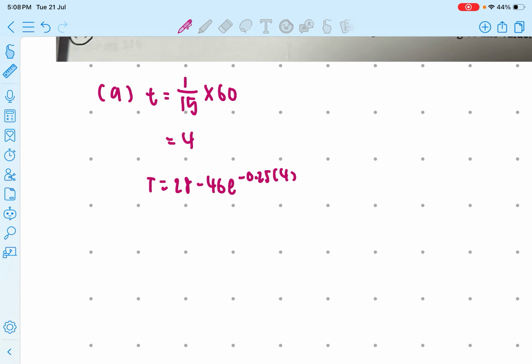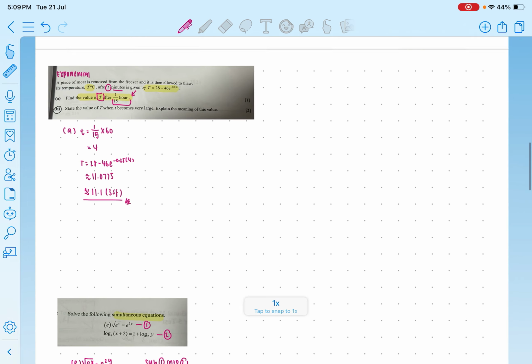Just type that into the calculator. You should get 11.0775, and to 3 significant figures that is 11.1.